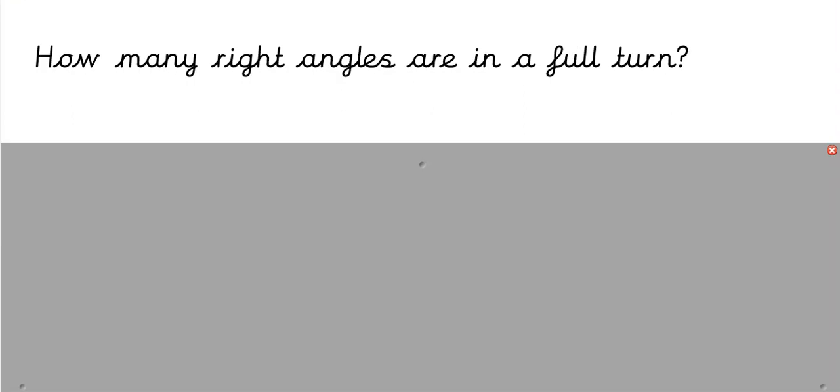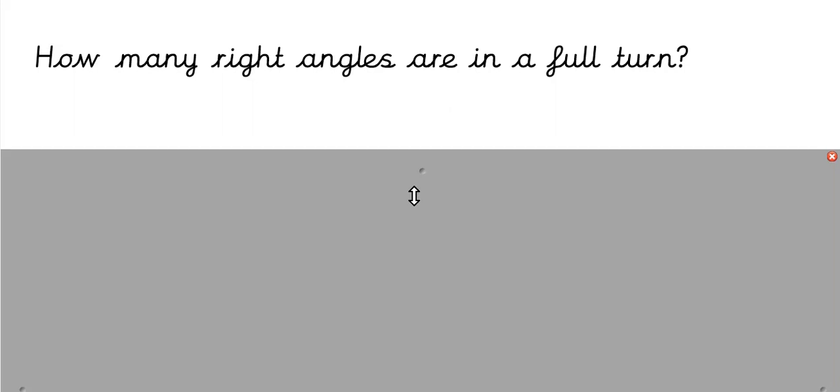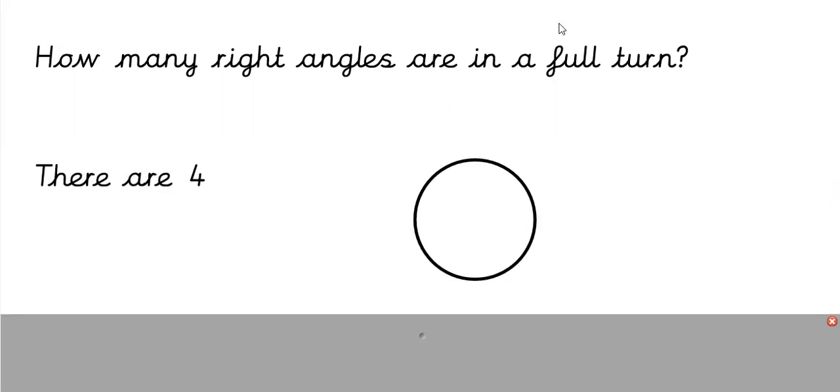How many right angles are there then in a full turn? If you think about it, a right angle is 90 degrees. Remember from last week, a right angle is 90 degrees. How many right angles are in a full turn? And a full turn is 360 degrees. Have a think for a moment. There are 4 right angles in a full turn.